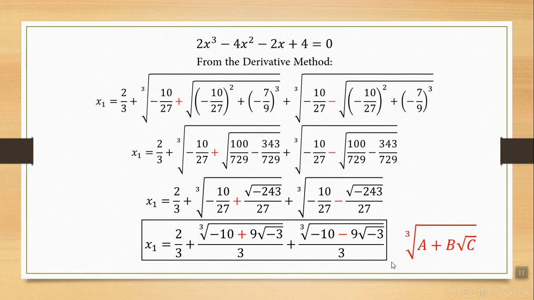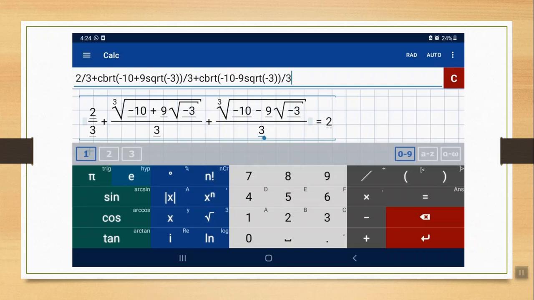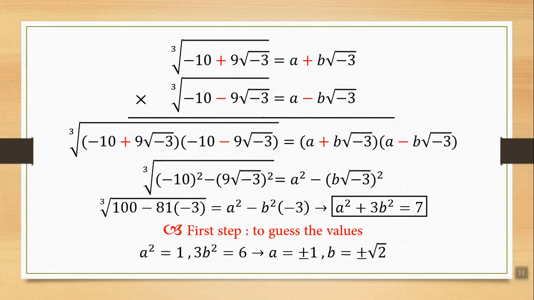As you can see, here we have two cube radicals in form of the cube root of a plus b the square root of c. The most simple way for simplification of these radicals is to use an online calculator or calculating apps like for example MATLAB graphing calculator, as you can see. But to denest and simplify the cube radicals manually, we should follow these steps.